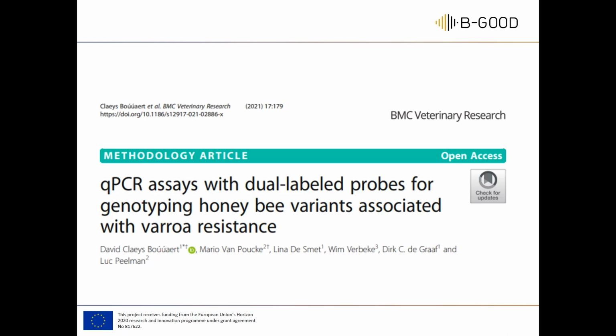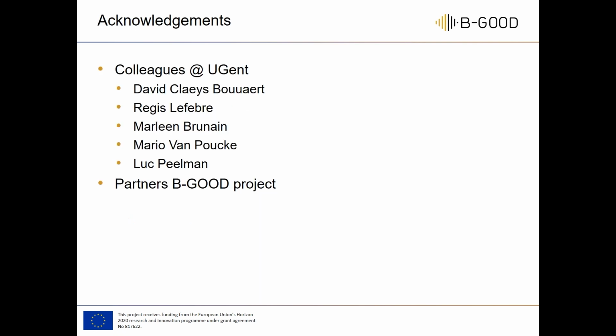All details are described in the article "qPCR assays with dual label probes for genotyping honeybee variants associated with Varroa resistance" in BMC Veterinary Research. To end, I would like to thank all our colleagues at Ghent University and all the partners in the Be Good project.